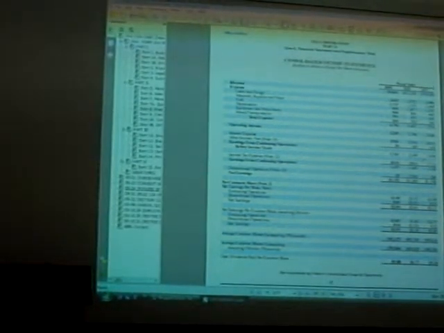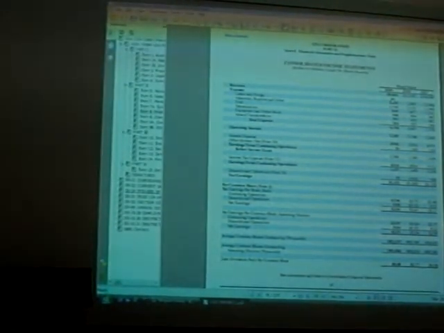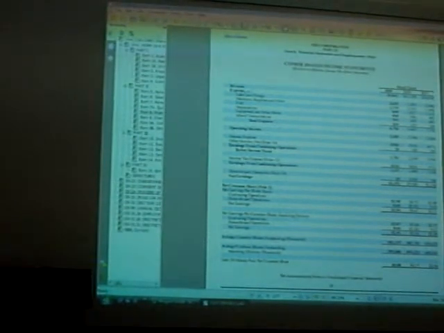Following all that stuff are the footnotes to the financial statements. Here, let's take a look at the first of the financial statements, the income statement. We'll take a look at it. I'm not going to do any comparisons or anything like that. This is just to find where the statements are.